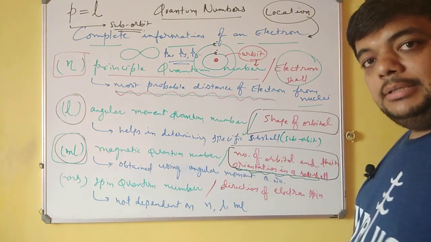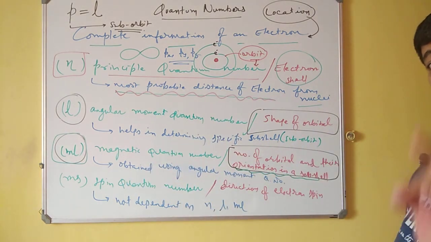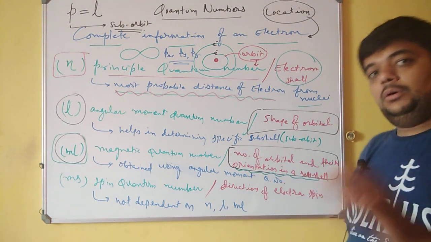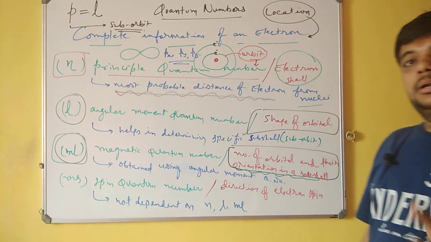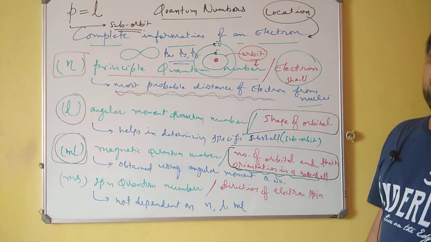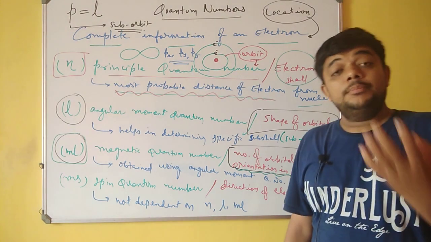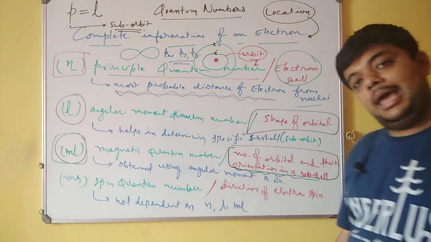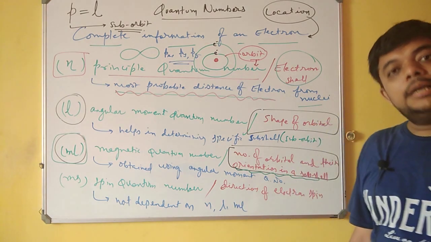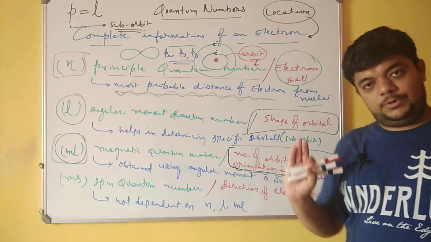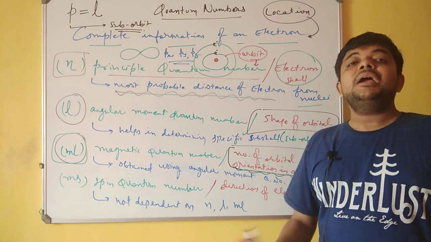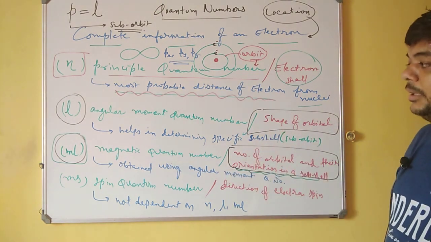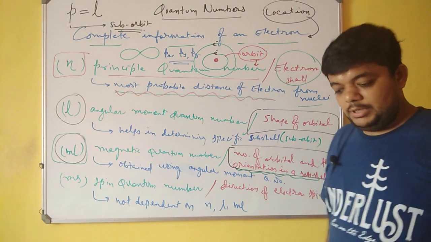And Ms, the spin quantum number, always helps us get the direction of an electron's spin, whether clockwise or anti-clockwise. And remember, this value Ms, popularly known as the spin quantum number, is independent of N, L, Ml. It is directly obtained by observing an electron and its spin, irrespective of the value of the principal quantum number, angular momentum quantum number, and magnetic quantum number.